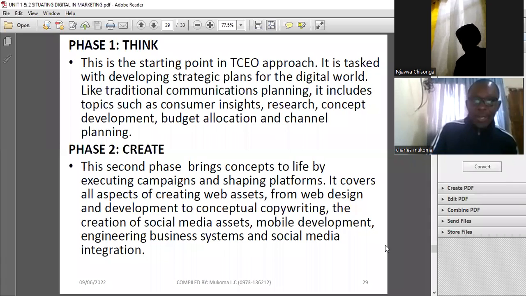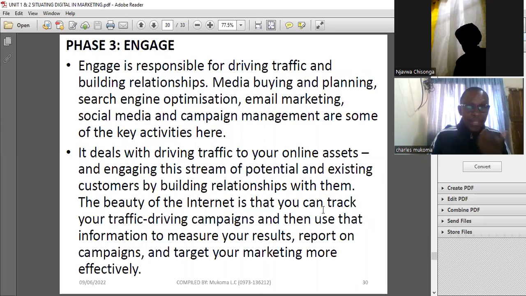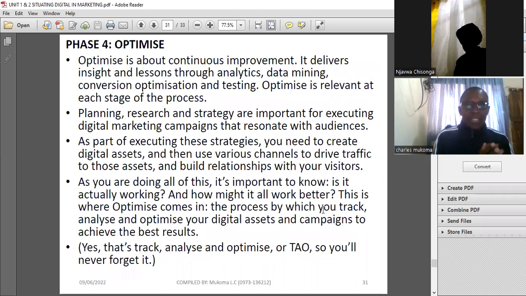Okay, so we were looking at the phases that are involved in the TCEO model. We looked at the think, the create, the engage we have discussed, and the optimize, ensuring that you direct a lot of people to your website on the internet. So these are the elements that are involved in the TCEO model.